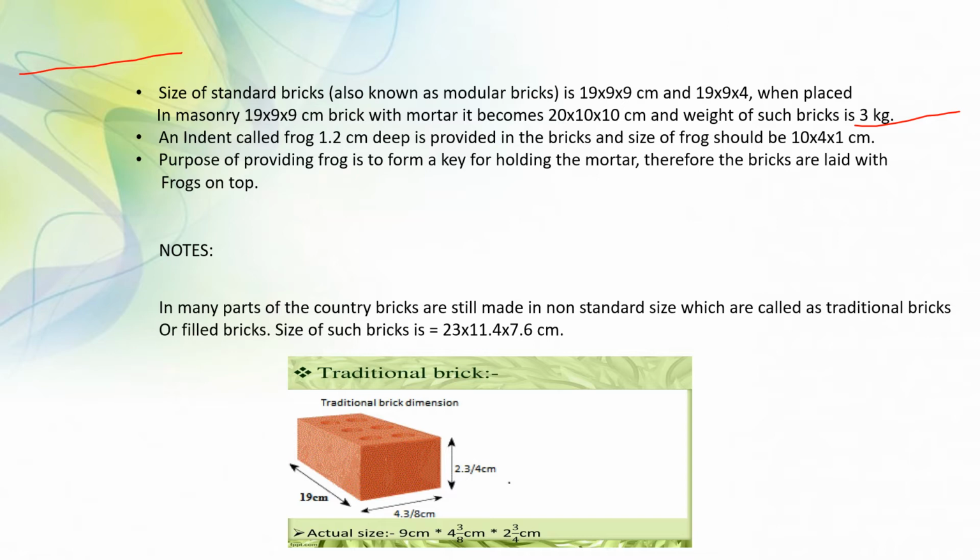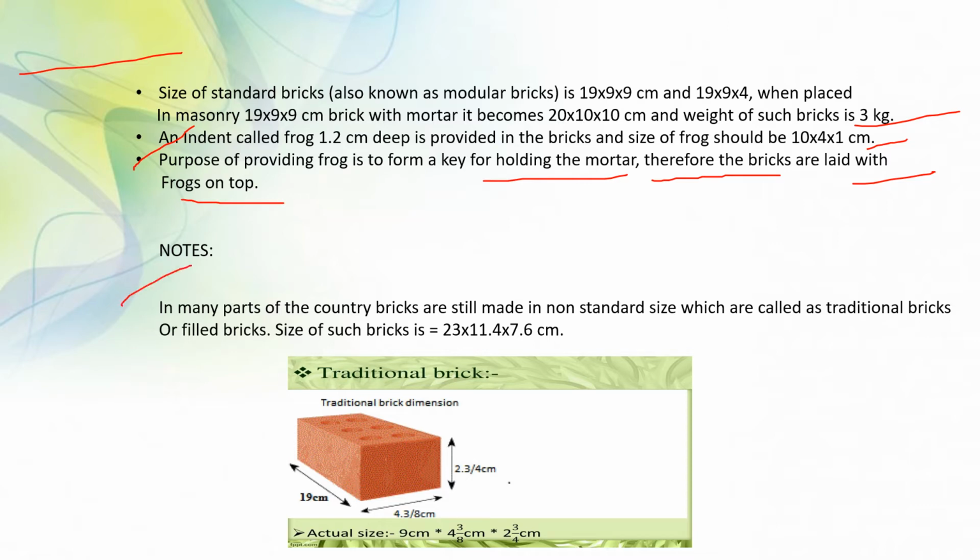An indent called a frog, 1.2 centimeters deep, is provided in the brick, and the size of the frog should be 10 x 4 x 1 centimeters. The purpose of providing the frog is to form a key for holding the mortar. Therefore, the bricks are laid with the frog on top.